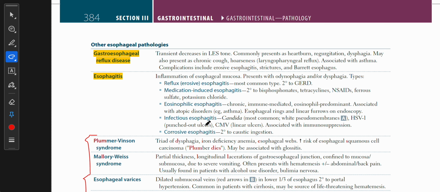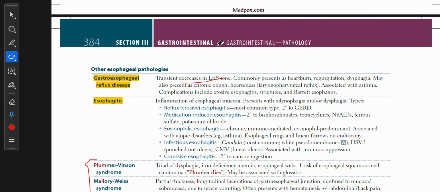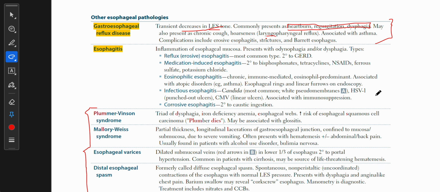So what happens in gastroesophageal reflux disease is that there is a transient decrease in LES tone. It is a failure to maintain tone, a failure to contract transiently. So it commonly presents as heartburn, regurgitation, or dysphagia because gastric acidic contents are getting refluxed back to the esophagus, right? It may also present as chronic cough, hoarseness as in laryngopharyngeal reflux, and is associated with asthma. Complications include erosive esophagitis, strictures, and Barrett esophagus, right? So we'll talk about Barrett esophagus too.